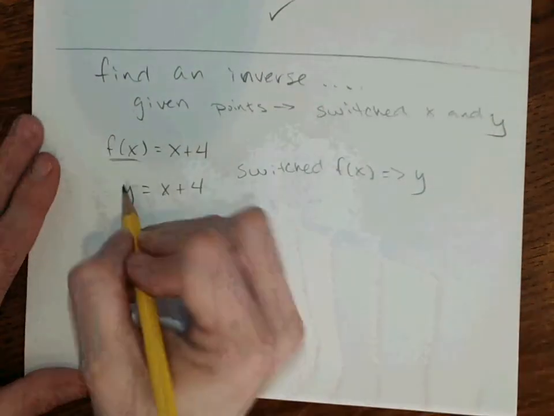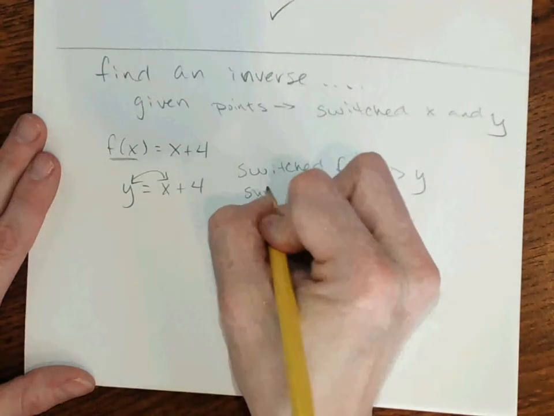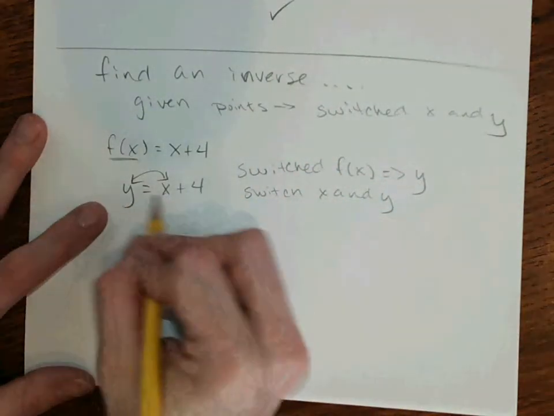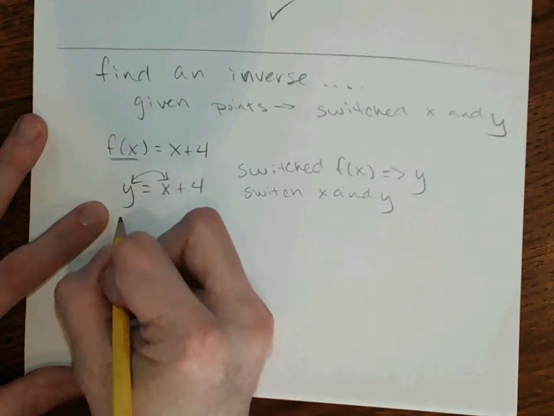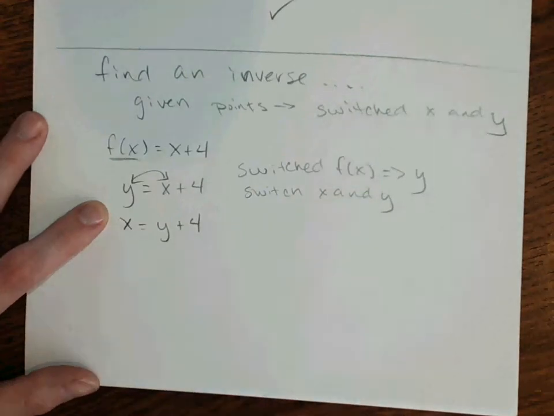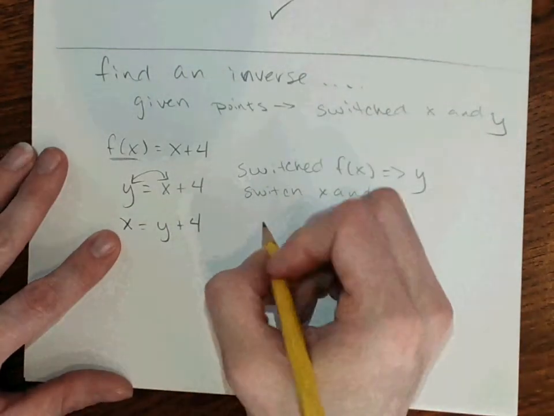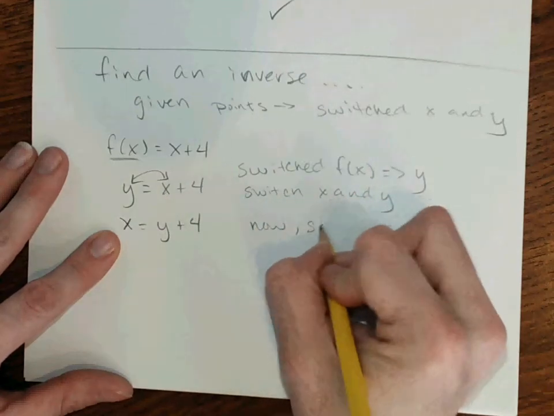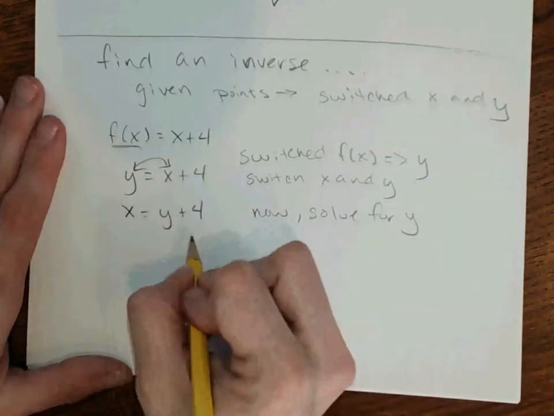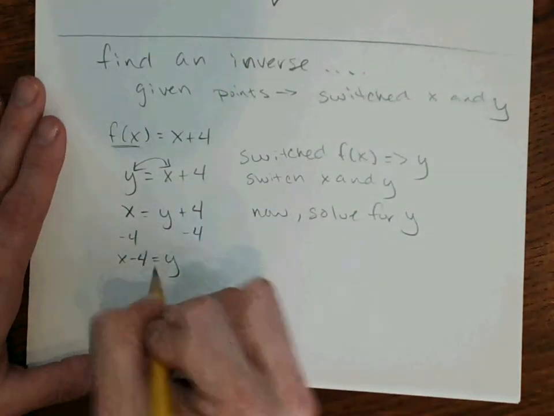Okay, and now I'm going to switch where my x and y are. So instead of y equals x plus 4, I'm going to have x equals y plus 4. Just like when I was doing it with points, I just switched my x and y. Here, I'm just doing it with an actual equation. And now we're going to solve it for y again. So in this case, I'm going to subtract 4 from both sides. So x minus 4 is equal to y.